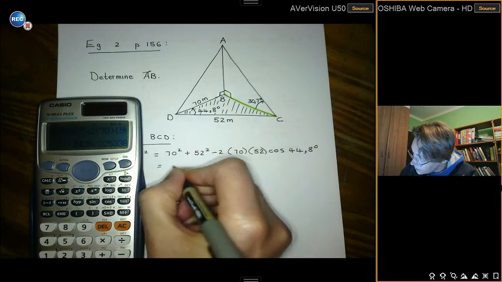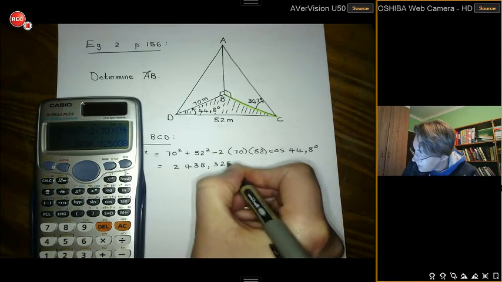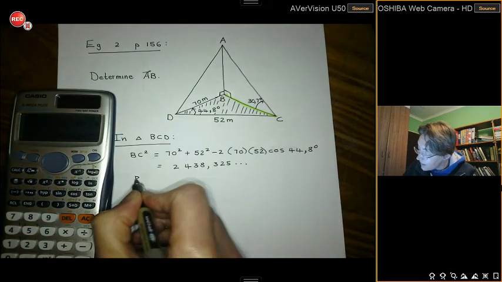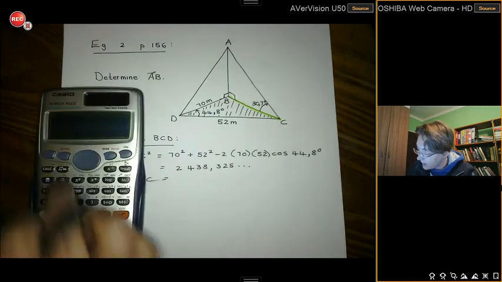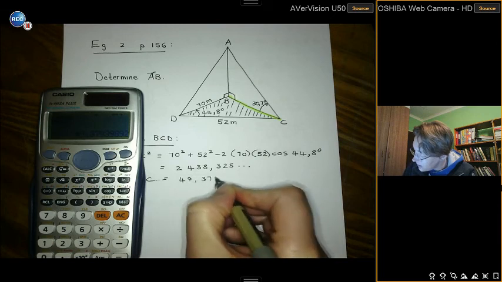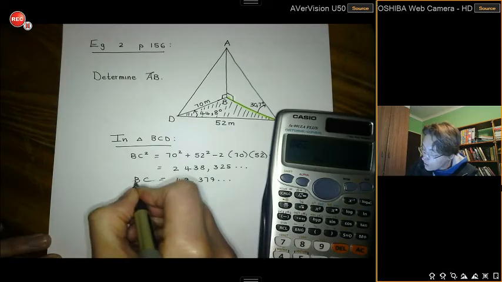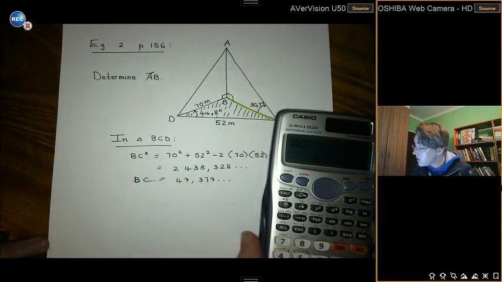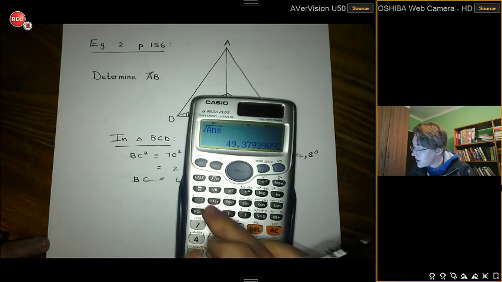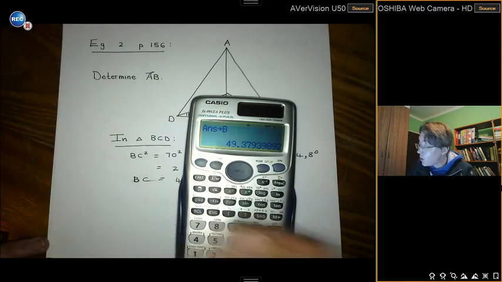is then going to be equal to 2,438,325, but then obviously we still need to calculate the square root of that to get to BC. And that's going to give me 49,379. And again, I'm going to store that because this is not my final answer. And remember, we're only allowed to round off at the very last. So I'm going to go shift, store, and store this one under B. So it says my answer is now in B, so when I want to look it up, it's in B.